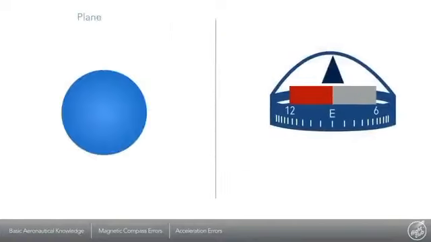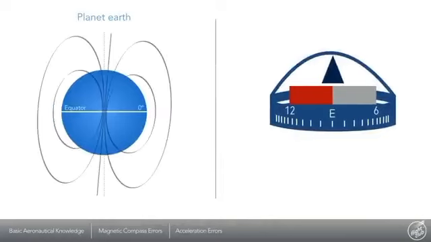This is Earth and a near representation of its lines of magnetic force. Around the equator, these lines are parallel to the surface of the Earth. The magnet has a tendency to align itself with these lines, so around the equator the compass is level.